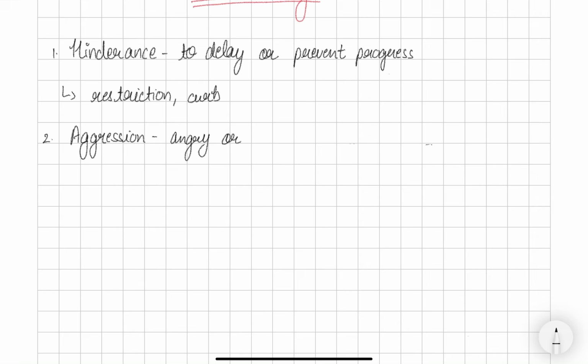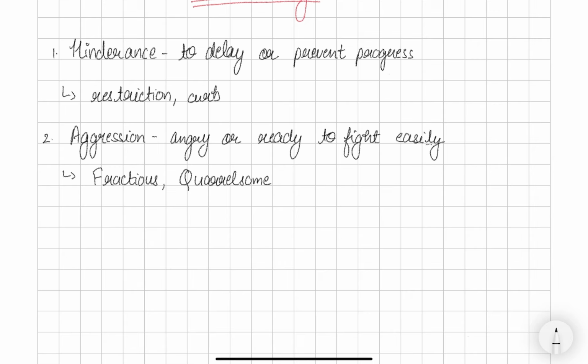or ready to fight easily. The synonyms for the same could be: number one, fractious. Fractious also means someone who could be easily poked to get into a fight. And another synonym could be quarrelsome. Quarrelsome also means the one who could easily get into any kind of quarrel or argument.